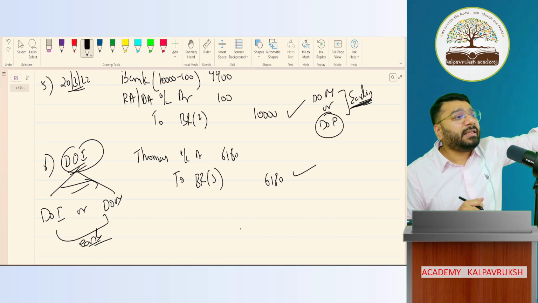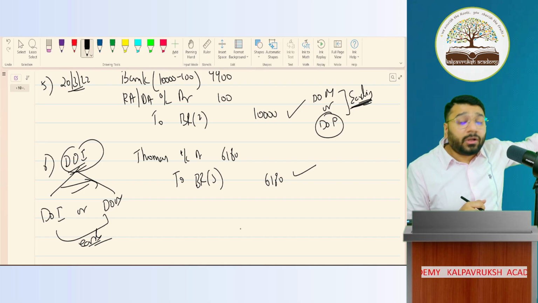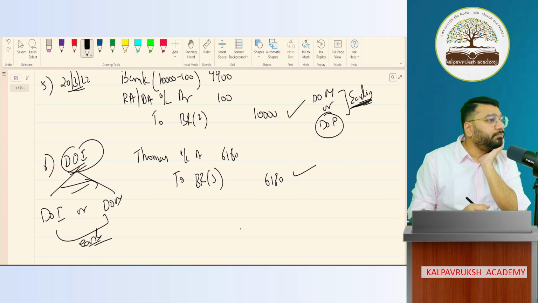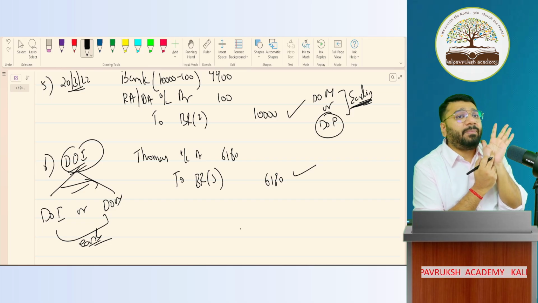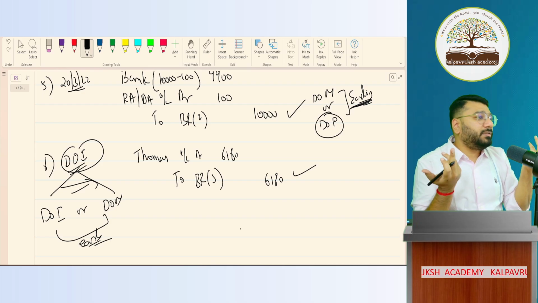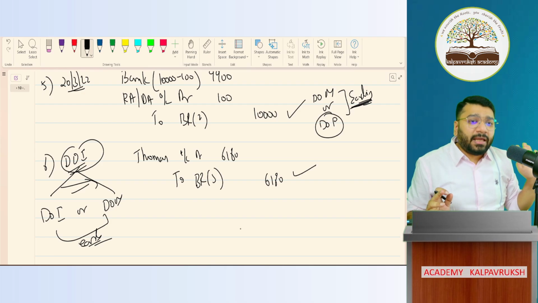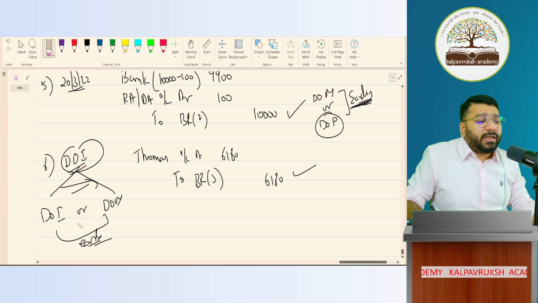If ICA is recording this on the maturity date and you also show income, I have no problem. Conceptually, it is wrong, because the day I got to know the person is insolvent, the bill's validity is gone. Got it, not got it? Clear, not clear? But in the study material, what have they done?